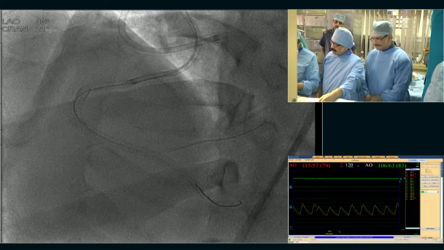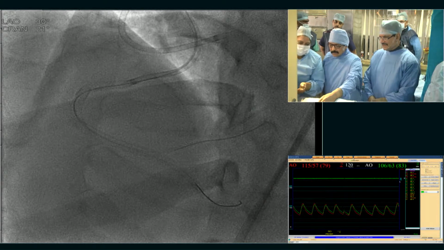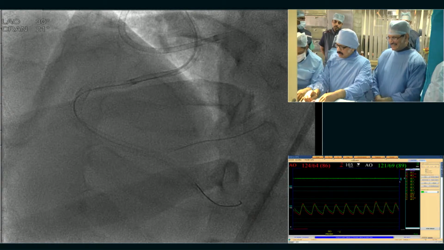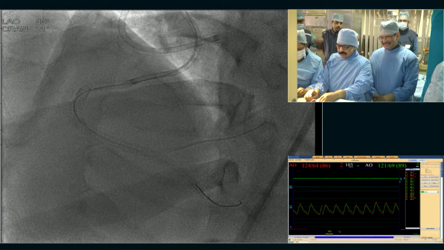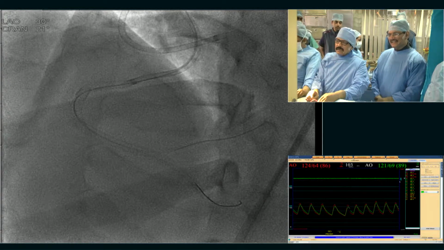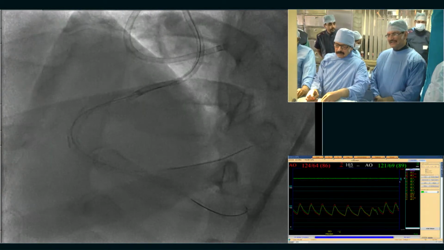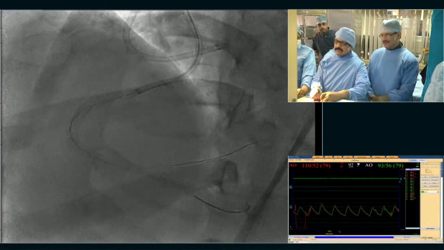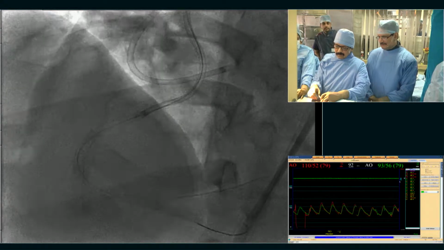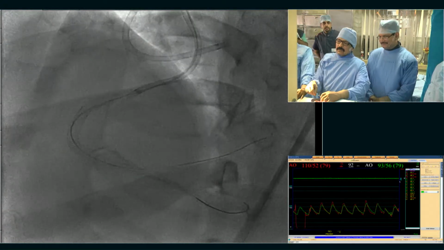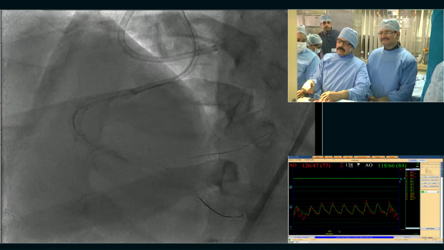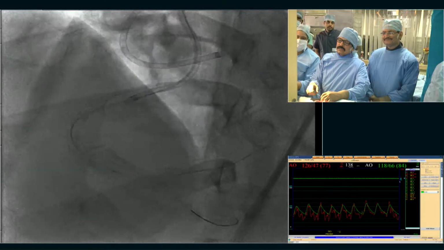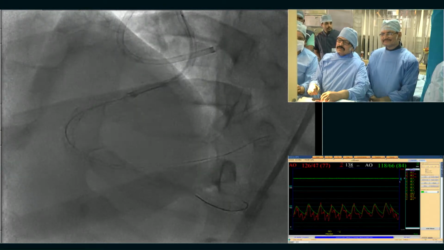So everybody is confident about the crossing of the balloon, 1.5. So far we are optimistic for this tough case. For difficult lesions, tough lesions, Tajuna usually crosses this type of side branch ostium we have seen. So now we are confident. ACT is 319. We are monitoring every half an hour.